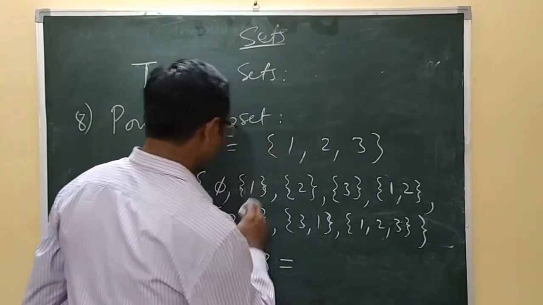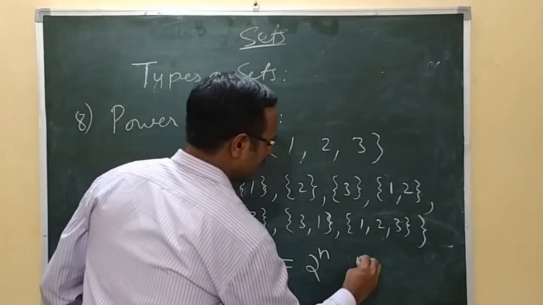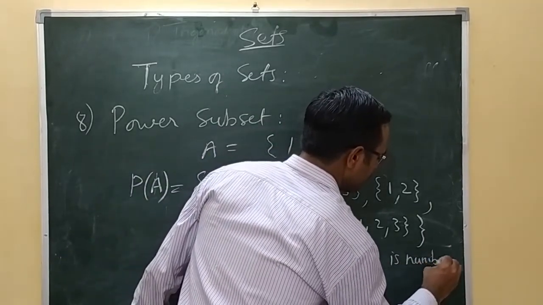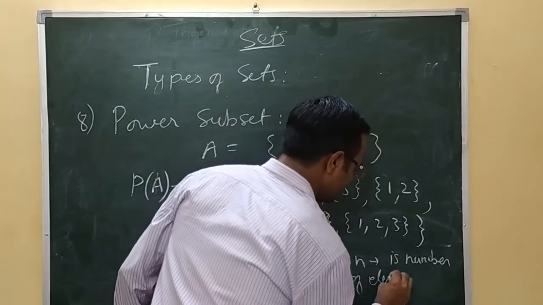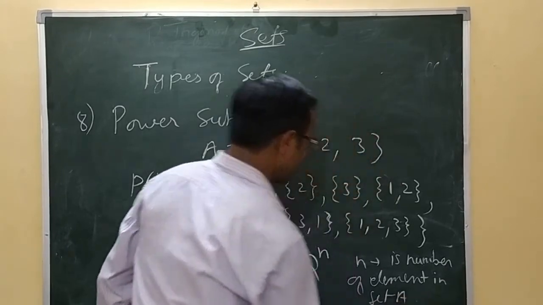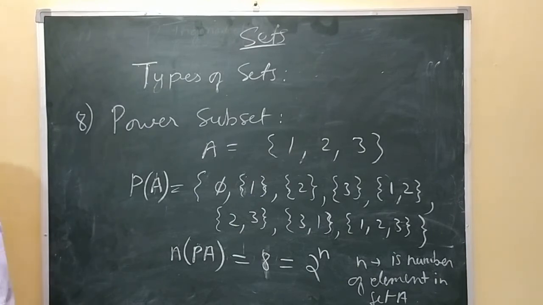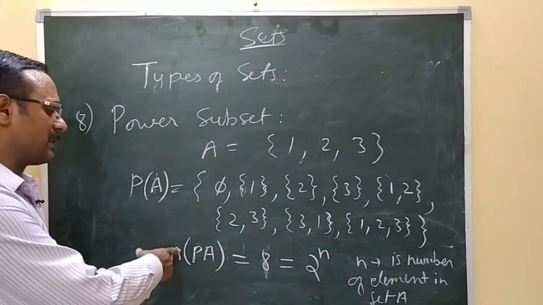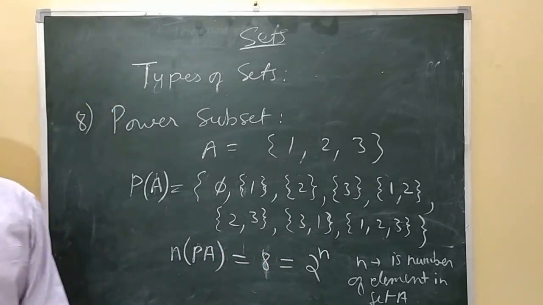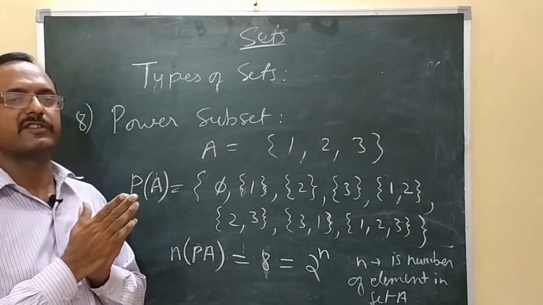There are 3 elements in the set. You can write 2 to the power n, where n is the number of elements in set A. So you can use this formula, 2 to the power n, and you can find the number of elements in a power set. So the cardinal number of a power set can be obtained by this formula, 2 to the power n, where n is the number of elements. So this is the topic which we had to discuss today.